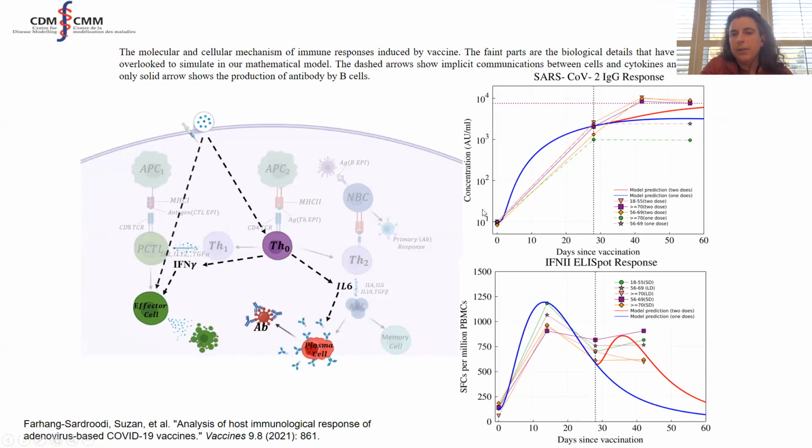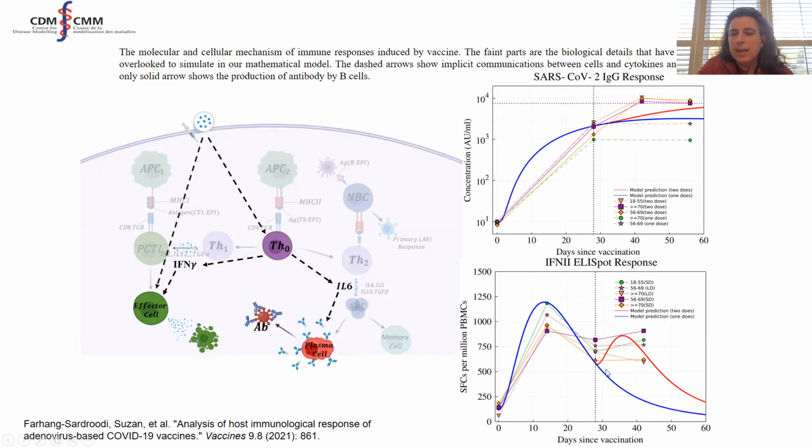We fit this model on the left to that data for 2 doses. And we try to see what happens when we have 1 dose, which is the blue line, and 2 doses, which is the red line, over time. So we're looking at antibody concentration here.